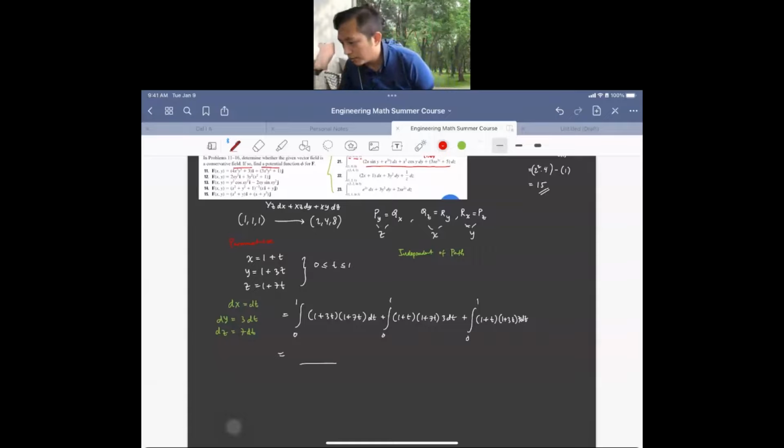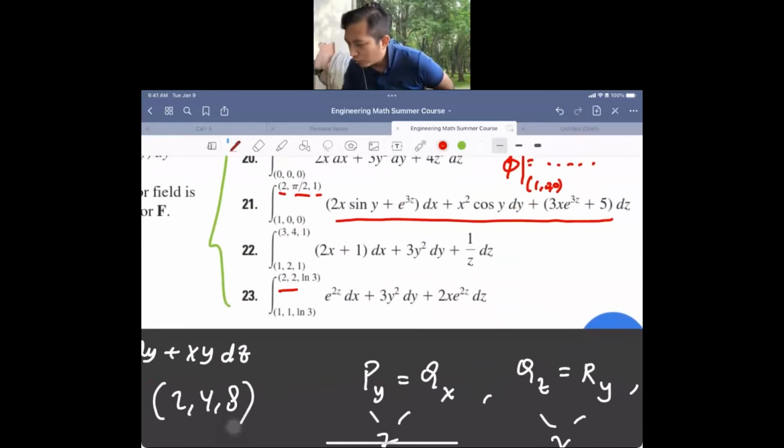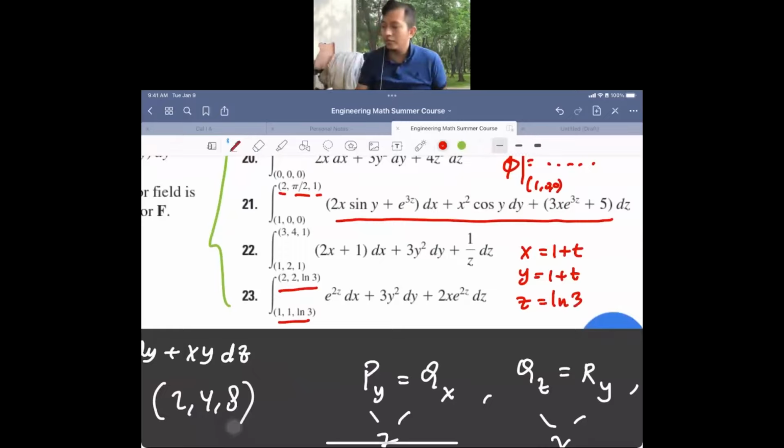What else do we have? The other parts, like besides number 21, like number 22, 23, we could parameterize easily. Take for example number 23. From 1, 1, so x goes from 1 to 2, maybe just 1 plus t, y also the same, but z is just ln 3, a constant, so we could change all with these equations and find the answers with integration with respect to t.